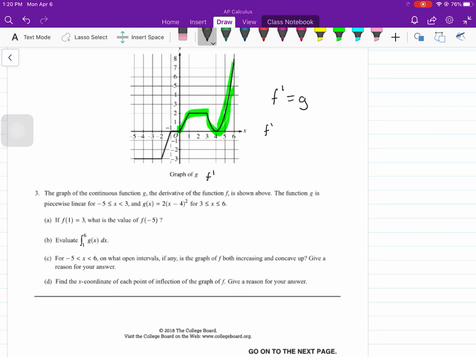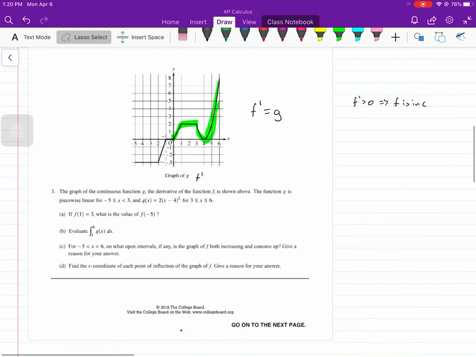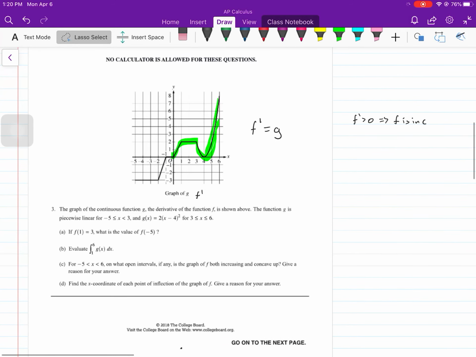So if f prime is positive, if you remember from above, then that means that f is increasing. And notice right here, really important, they want us to give reason for the answer. So let's just put this over here, and we're going to call this part C. So I'm just kind of writing a quick justification.